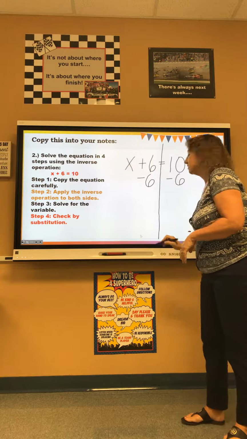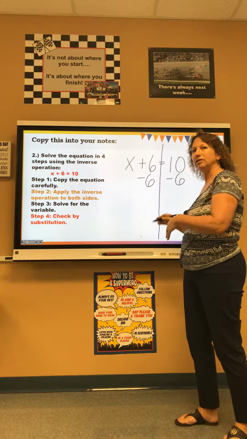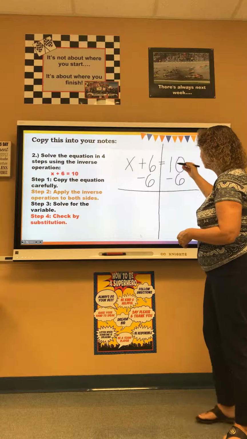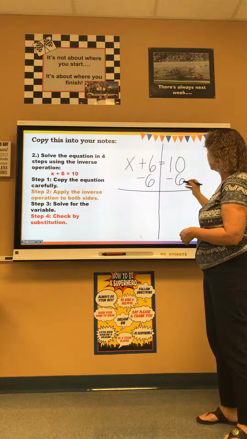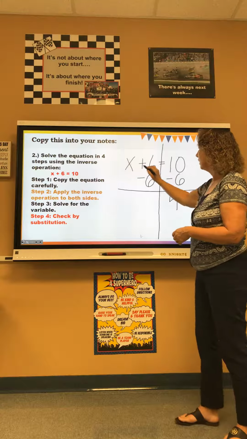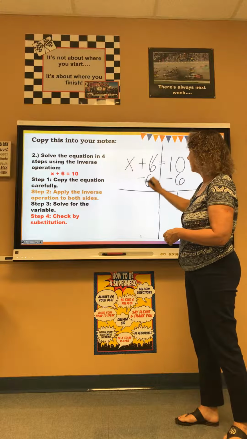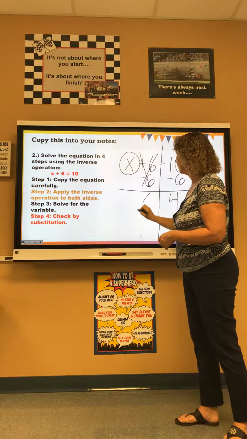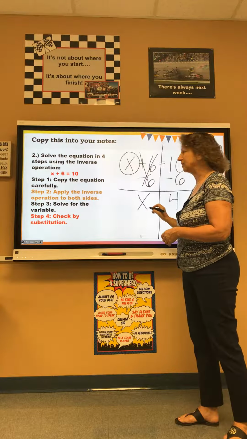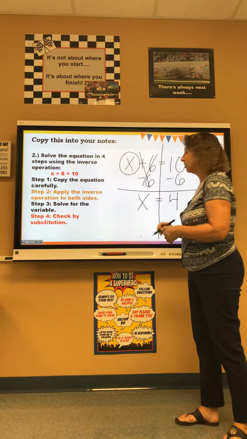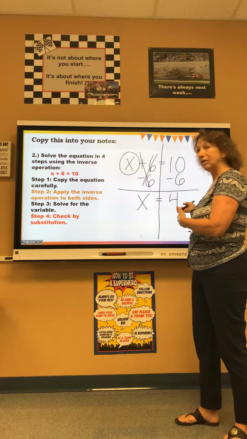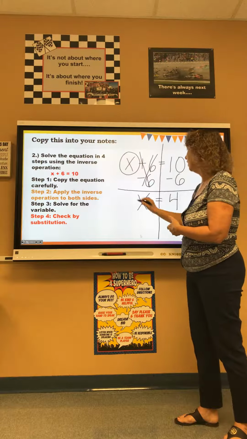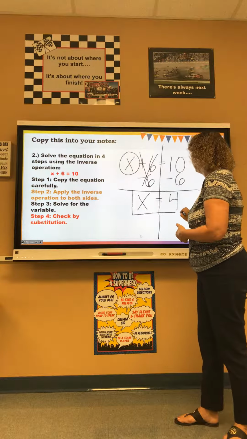Sometimes I draw a line to separate the left side from the right side so I can keep my work straight. Then I'm going to draw a line because I have to do the subtraction. 10 minus 6 is 4. Plus 6 minus 6 cancels each other out, and on the left-hand side we're left with the variable x, so I'm going to bring that down, and then I'm going to just bring down my equal sign in the middle. I have now isolated the variable, and I know that x is equal to 4. I'm going to box my answer.